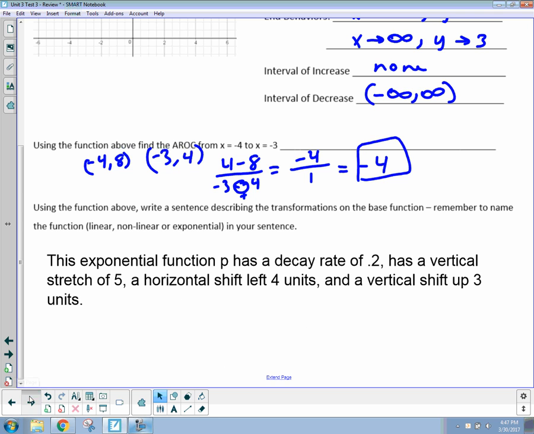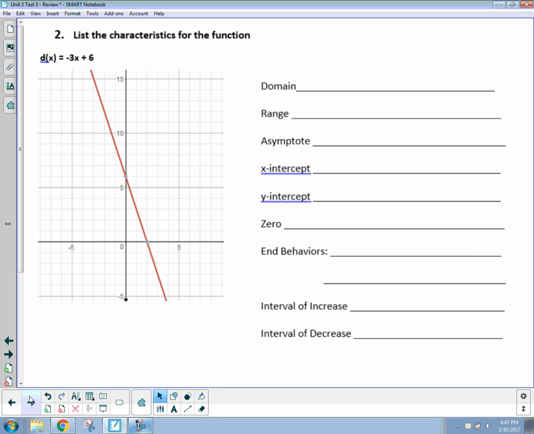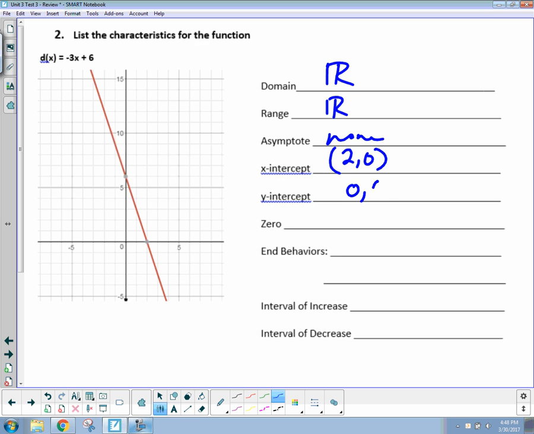So the next one, again, in class, we said the domain is going to be all real numbers. Oh, I hit my marker. All real numbers again, range, all real numbers, asymptote none, x-intercept 2, 0, y-intercept 0, 6, zero is going to be x equals 2. Remember, we got that from the x-intercept.